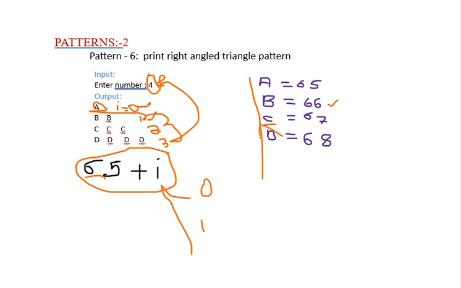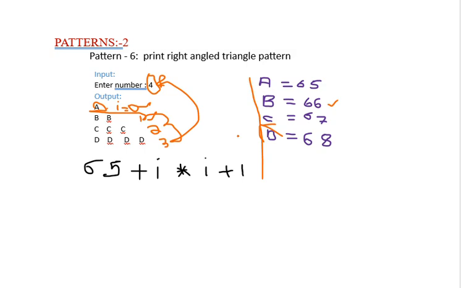We can take it like this: 65 plus I. So we iterate the I value from 0 up to the number we entered, because the characters will start with A only. Yes or no? Means 65 only. It will start with 65 only. Okay. We take 65 plus I. Then how many times do we have to print this? Let's see. Here we have to print it I plus 1 times. Means 65 plus I should be printed I plus 1 times.